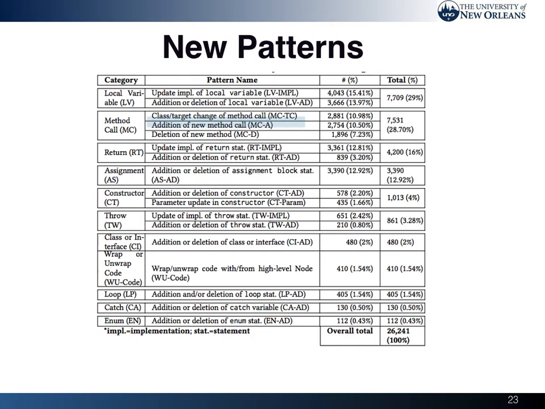Next 3 patterns, method call target chains, method call addition, and method call deletions, experience 10.9%, 10.50%, and 7.23% of bug fixing changes, respectively. Those seven patterns together contribute almost 84% of bug fixing changes.